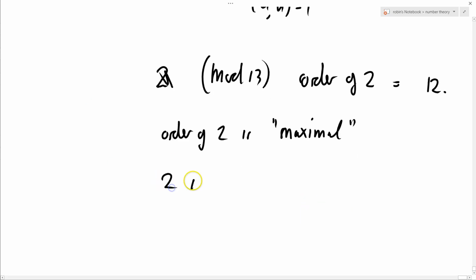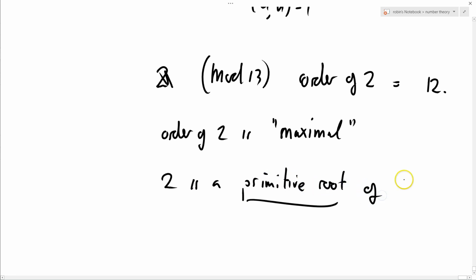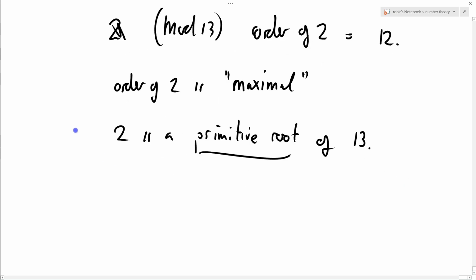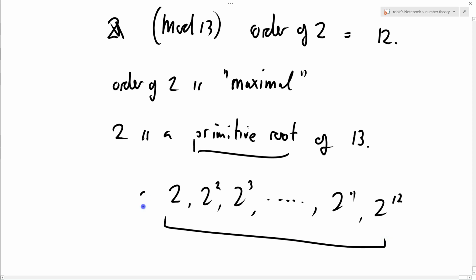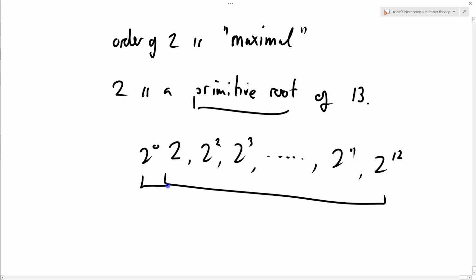And so we say that 2 is a primitive root of 13. Now there might be other primitive roots. So 2 is a primitive root because 2 squared, 2 cubed, and so on, up to 2 to the power 11, 2 to the power 12, and I guess there's a 2 to the 0 as well, trace out the numbers 1 to 12 in some order. And we did that last time.